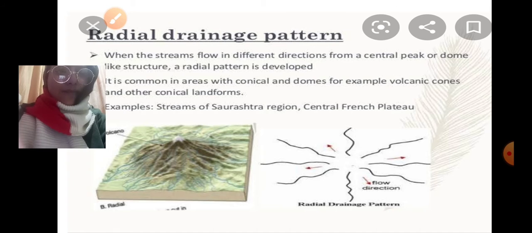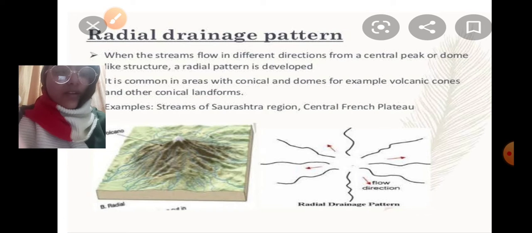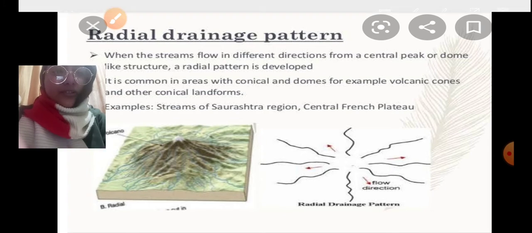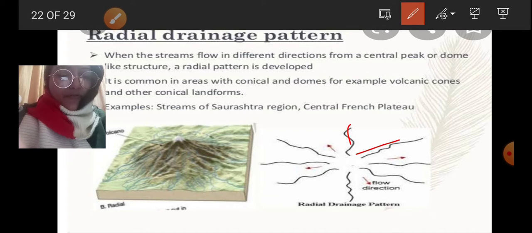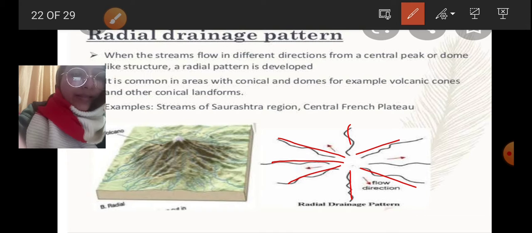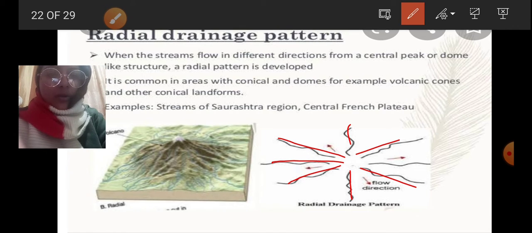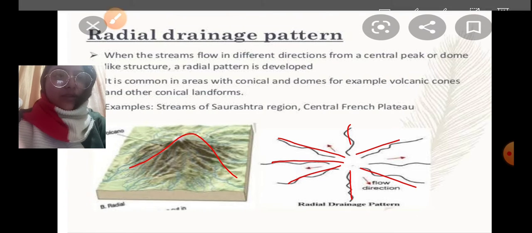Then second type, we have a radial drainage pattern. Here the main rivers and streams flow outward from a central point, as you see in the picture, forming a pattern that looks like the spokes of a wheel. So the keyword you will remember here is spokes of a wheel. This is mainly seen in areas where a conical mountain exists. So that is the second type of drainage pattern.